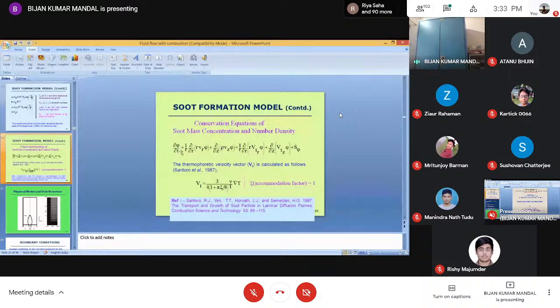The first term is unsteady, the second term is convective, and on the right hand side, the first term is diffusive. Here, the soot does not follow the normal velocity, it follows the velocity which is called the thermophoretic velocity, which happens due to the temperature difference. And this is given by a particular parameter, where zeta is called the accommodation factor, and it is taken as 1.